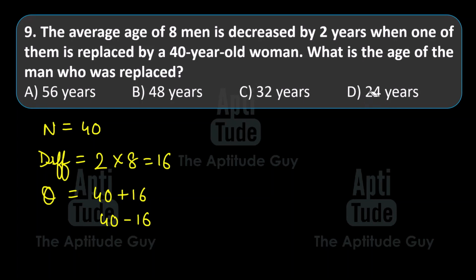So again, let's see. When the new person got added, the average decreased. The average decreased. That means the new person is less. That means the old person is more. More means plus. That's it. 40 plus 16, answer is 56. See again, just because the average is decreasing does not mean you blindly subtract. It depends on who is given and what you have to find.